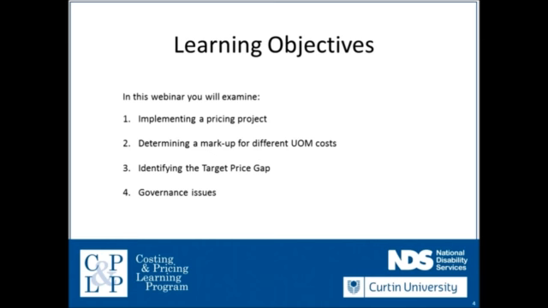We'll also come back to that target price gap. And the target price gap, as I mentioned right back in the very first webinars in this series, and which is written right through the Costing and Pricing Learning Program, is the target or the key aspect of our learning in this program. We're really concerned to make sure that the target price gap is well understood by people, how to arrive at that target price gap, and then ultimately how to respond to that target price gap from a financial sustainability perspective. Then finally, in this webinar, we'll have a look at some of the governance issues that pertain to pricing specifically.